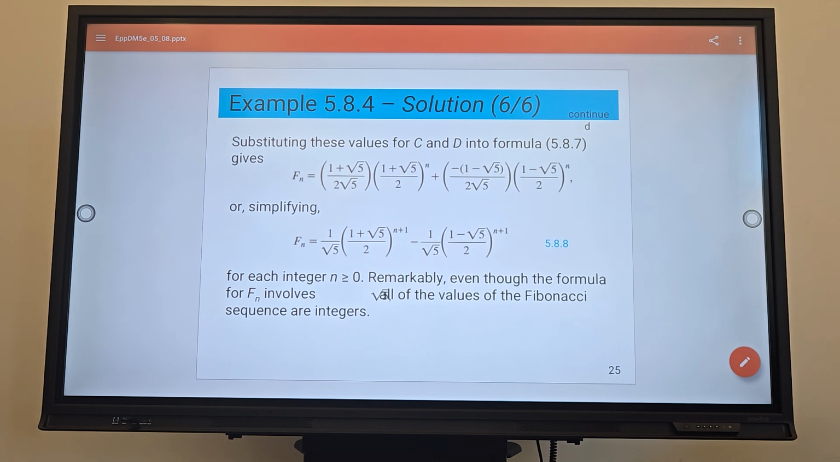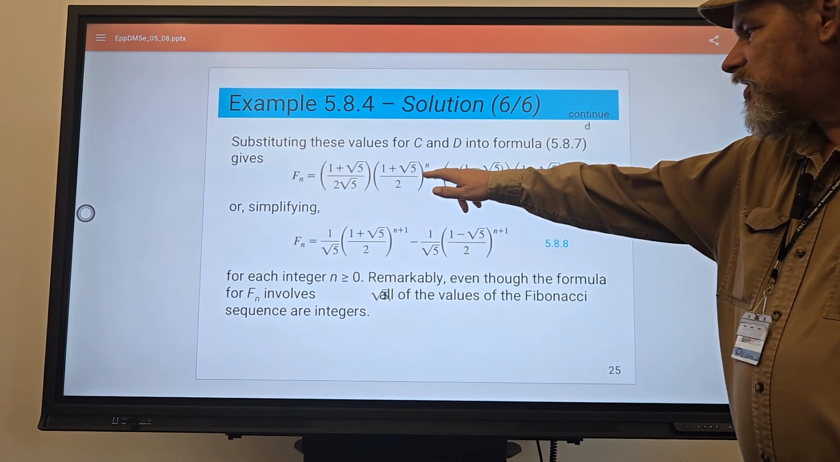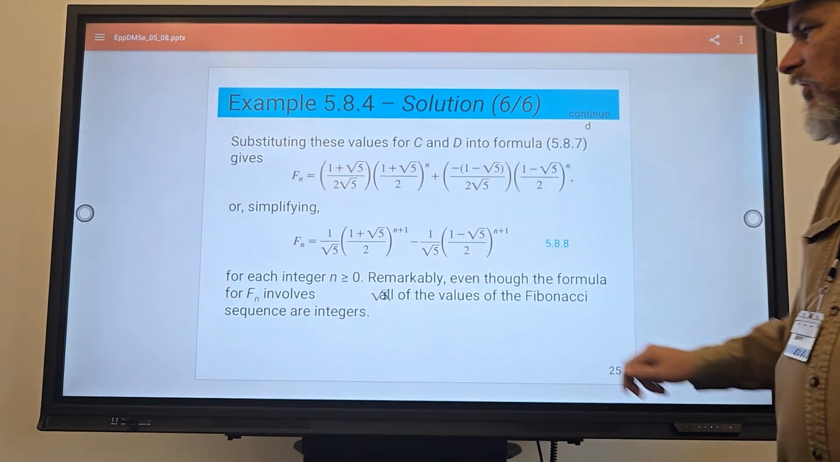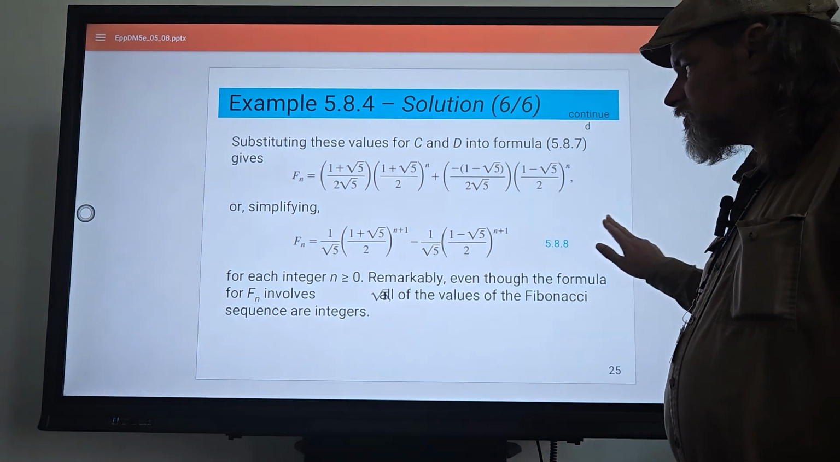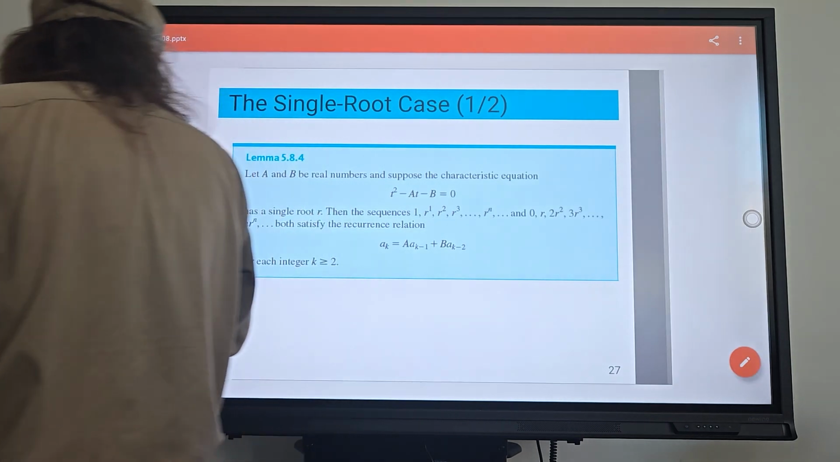So it's pretty long and complicated, but it simplifies to this for each integer n greater than or equal to 0. Remarkably, even though the formula for f sub n involves the square root of 5, all of the values of the Fibonacci sequence are in fact integers. So in the calculations there's a lot of canceling out of radicals, I would imagine. But the single root case.